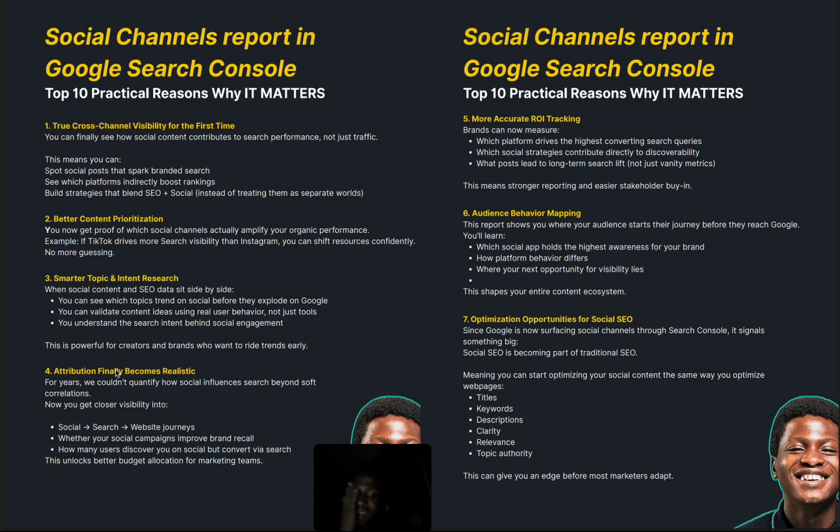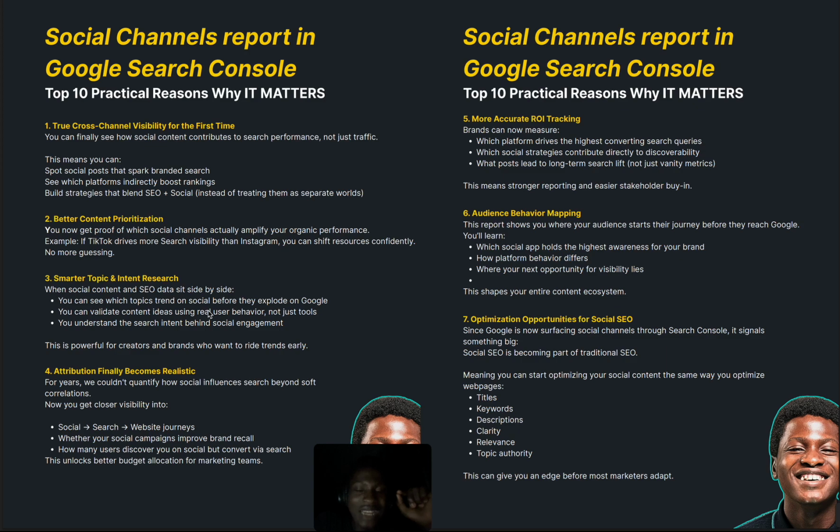Smarter topic and intent research. Something that stands out for me is how you get to see the search queries that your social media platforms are showing up for. This means you can see which topics trend on social before they explode on Google. You can validate content ideas using real user behavior, not just tools. This gives you a whole lot of leverage and helps you improve your keyword research and understand search intent better, as compared to just using tools to decipher it. You understand the search intent behind the social engagement.